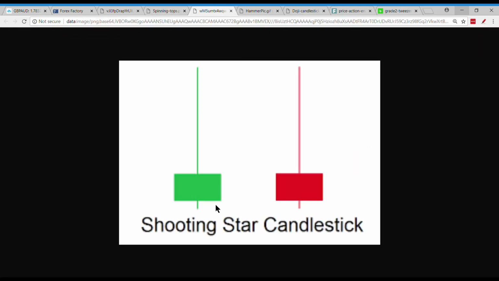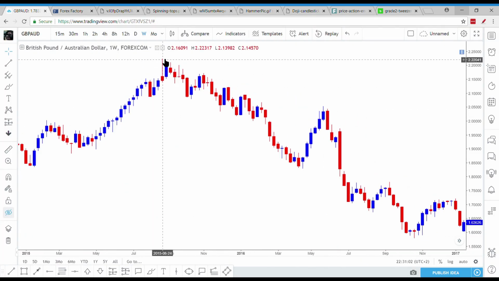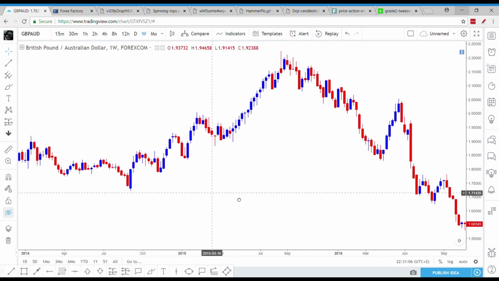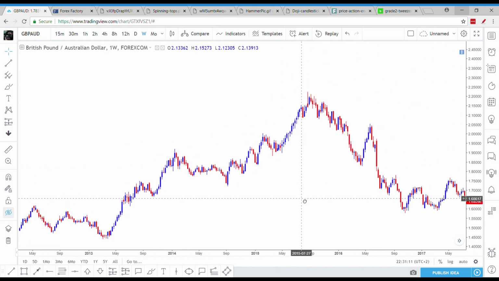Then we've got the shooting star. Here, what did I say? Testing these levels, shooting back down. This is a bearish signal. That's a shooting star. You'll see many. Like that's a shooting star. You can see it went all the way up, straight back down. Lovely shooting star, which is a reversal pattern, which indicates bearish pressure.